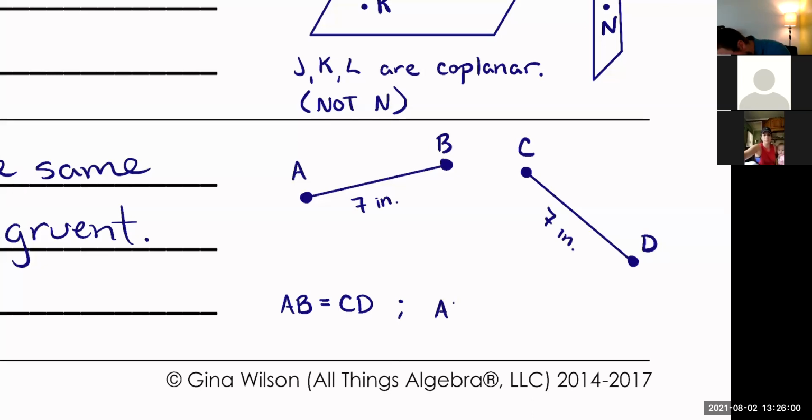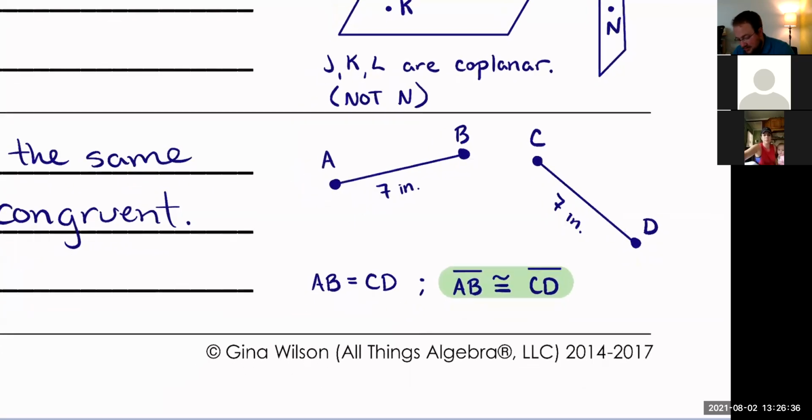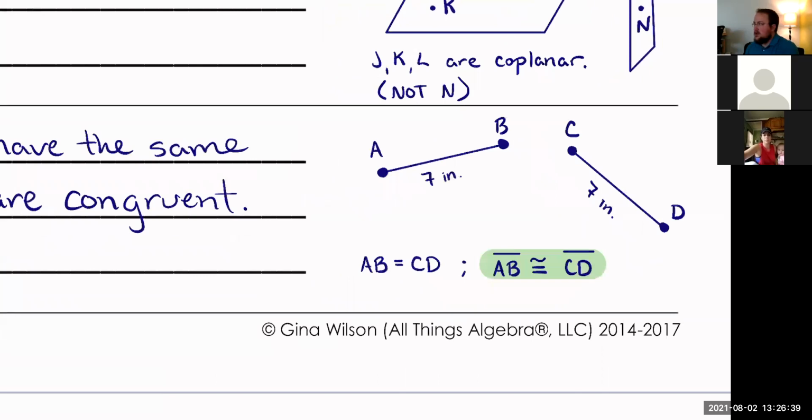to say that segment AB is congruent, and the congruent symbol is an equal sign with a little squiggle above it, is congruent to segment CD. So if I had to pick, I would pick that one because we're going to try to stick with geometry mode as much as possible in this geometry class. So it is saying that they are of equal length, but in geometry terms, we would say segment AB is congruent to segment CD.